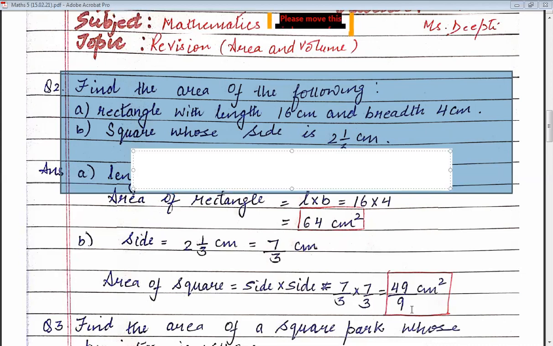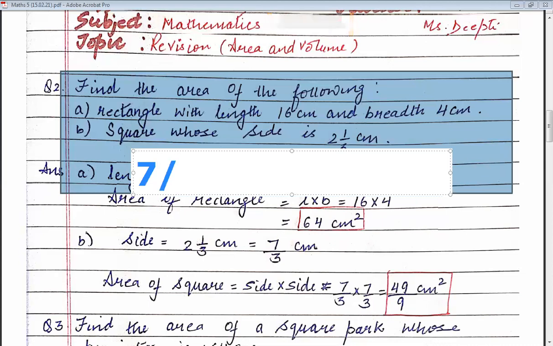Now, in this, you have to find the area of square whose side is 2 1 upon 3 centimeter. Now, children, here you have to convert your mixed fraction into improper. So, 2 threes are 6 plus 1. So, it is 7 divided by 3. You will get 7 upon 3.